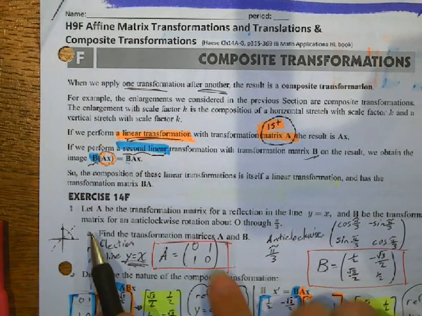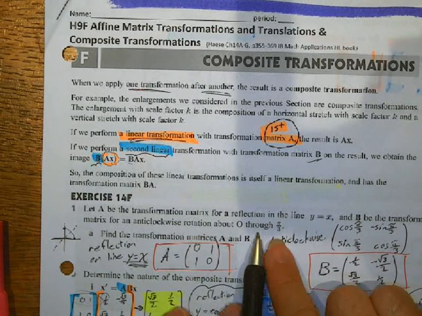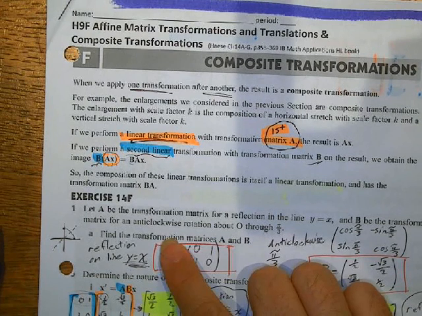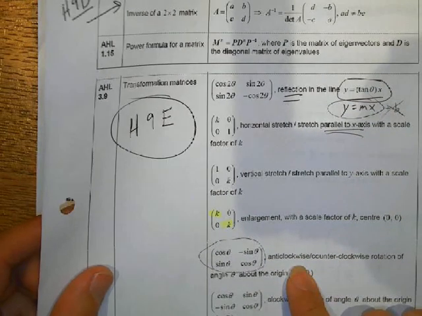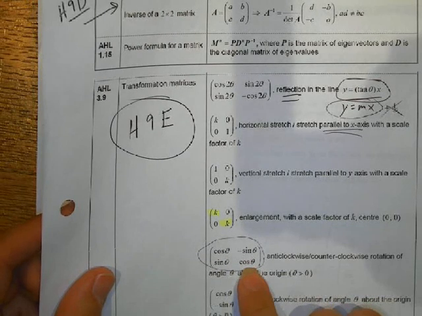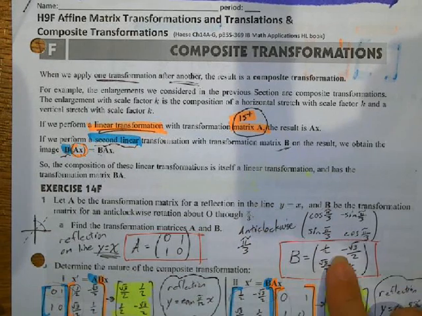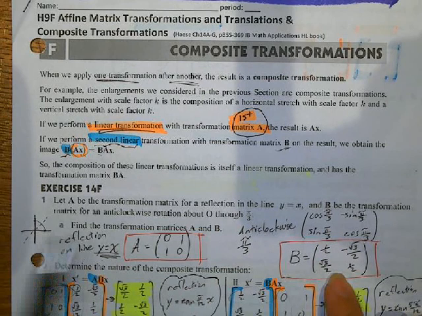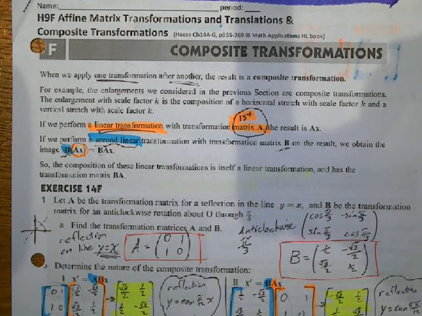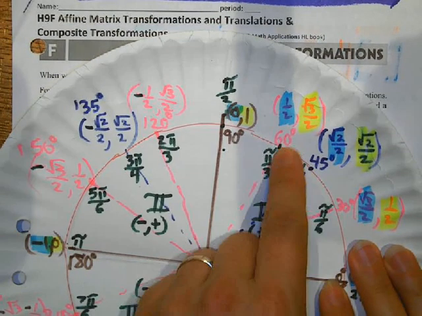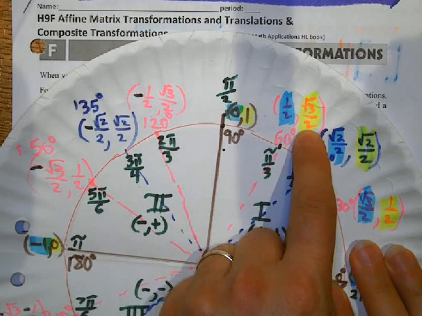Matrix B is a transformation matrix, anti-clockwise rotation of pi over 3. For counterclockwise, we use cosine theta, sine theta, negative sine theta, cosine theta. Instead of theta, I'm putting in pi over 3. If I type cosine pi over 3 into my calculator, I get 1/2, and sine pi over 3 gives radical 3 over 2. We could also have gotten that from our unit circle: for pi over 3, the cosine value is 1/2 and the sine value is radical 3 over 2.